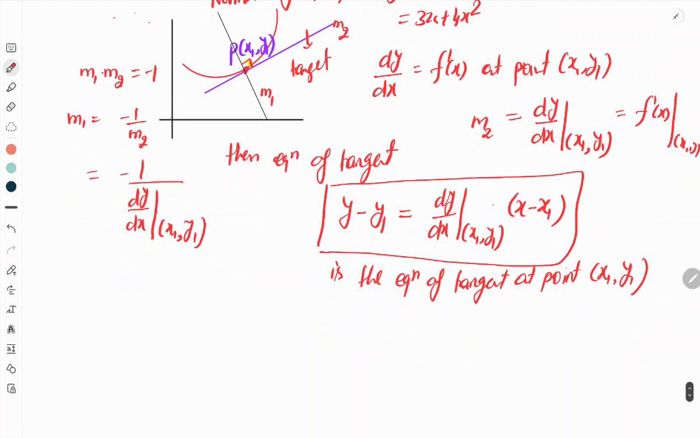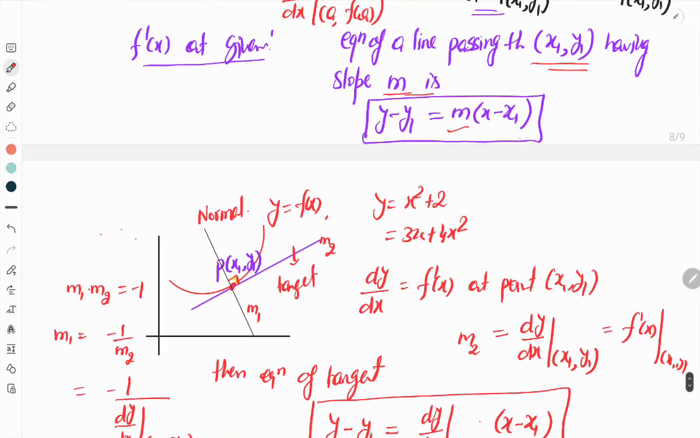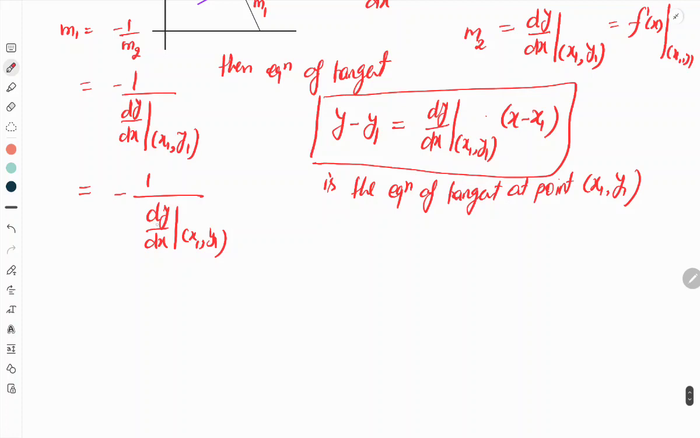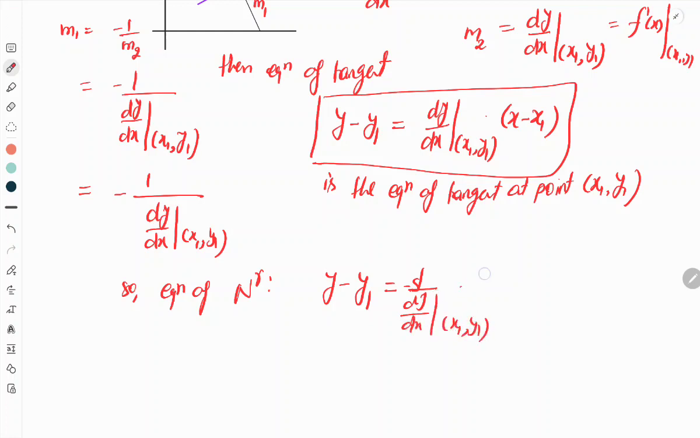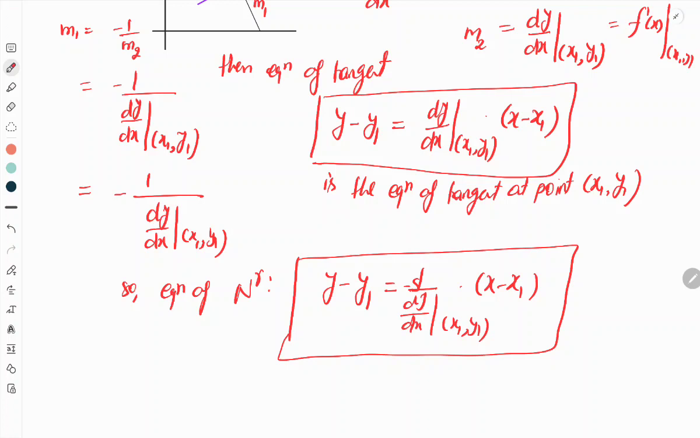Means whenever you have to find the slope of the normal, directly find dy by dx, and after that take minus 1 upon dy by dx at the point (x1, y1). This is also a line, so for the equation of a line, the point is known and the slope is known: y minus y1 is equal to m times (x minus x1). Here the slope is this one, so the equation of the normal will be y minus y1 equals minus 1 upon dy by dx at the point (x1, y1) into (x minus x1). This is the equation of the normal.